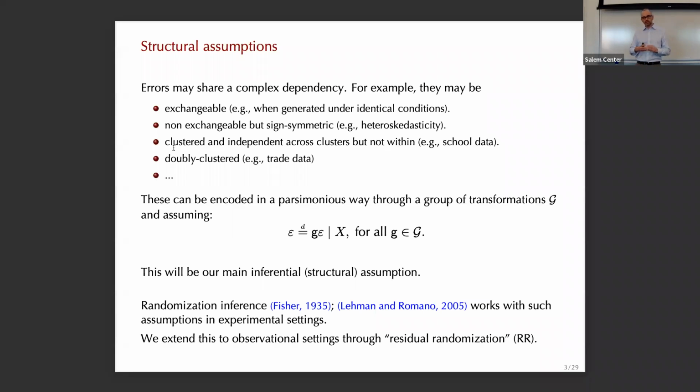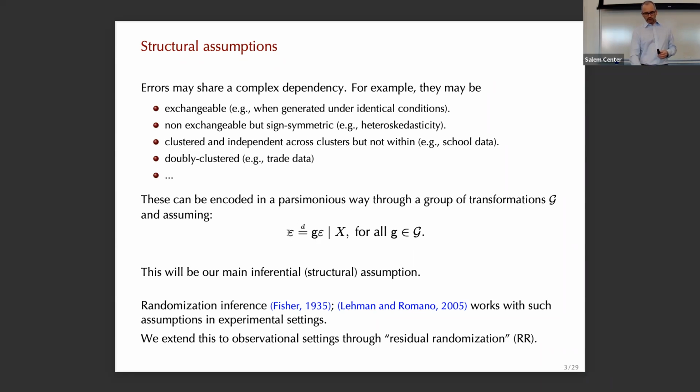You can write all those assumptions using the same terminology: the distribution of the errors is unchanged if you apply a certain transformation to your errors. I'm going to assume that script G is an algebraic group of transformations. Think of permutations, of just sign flips, of within-cluster permutations. Any transformation you make from that group on the errors leaves the joint distribution unchanged.